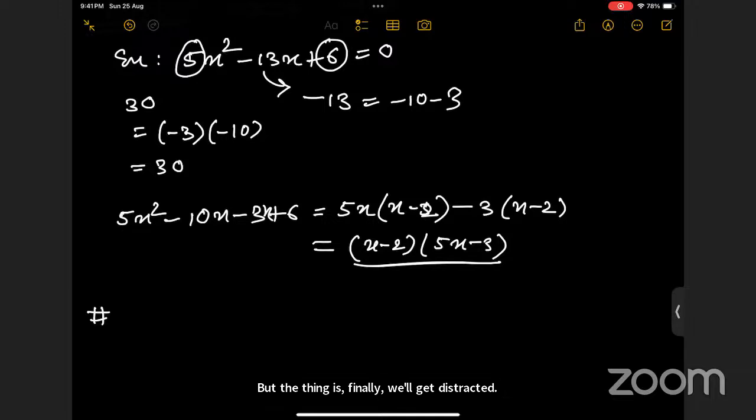Like the basic idea would be to write a quadratic equation in intercept form. We just have to factorize it, right? This is the basic idea. You can do it any way. Finally, the factor will be this.